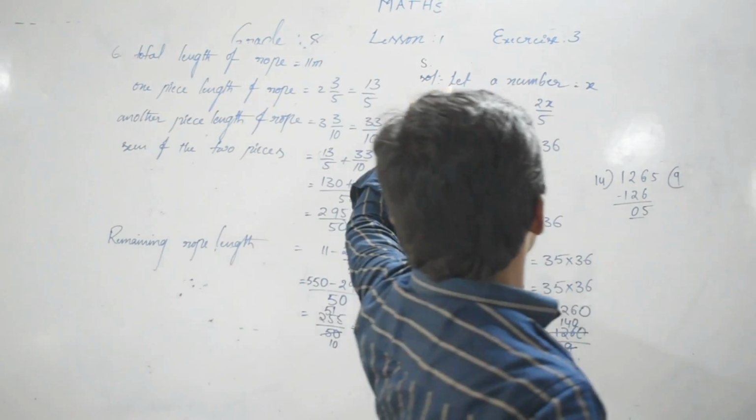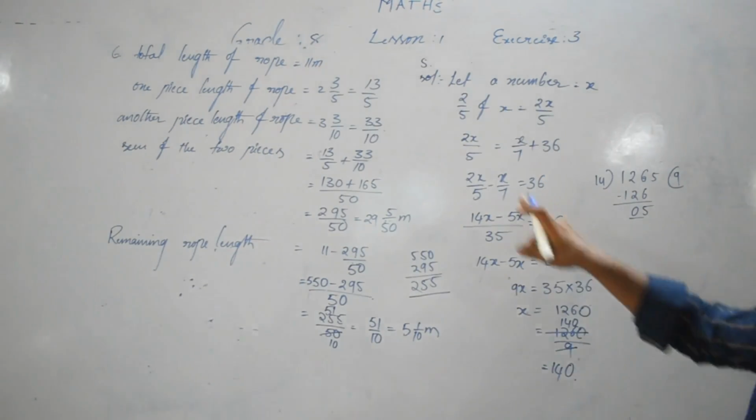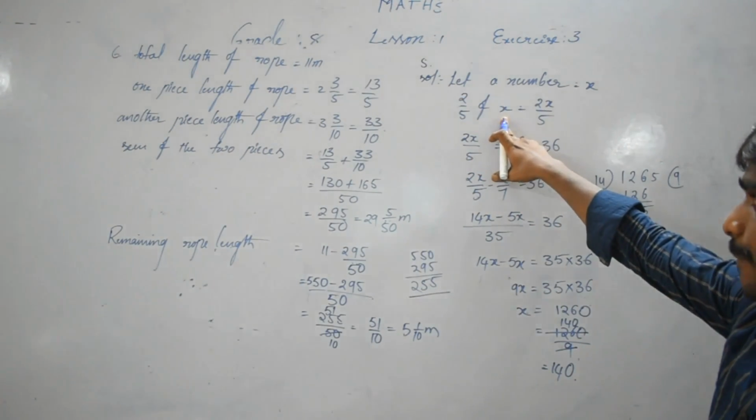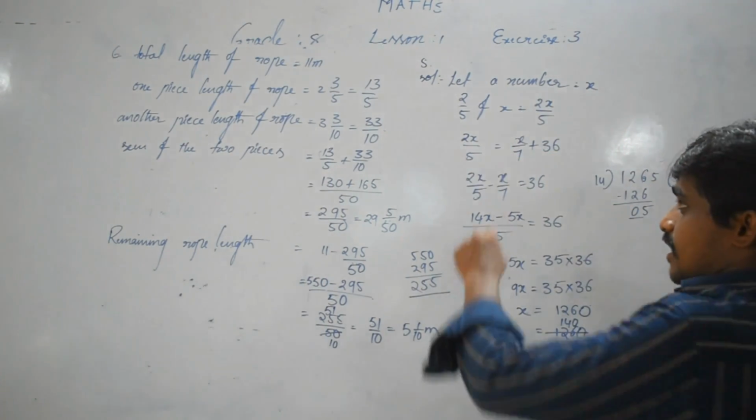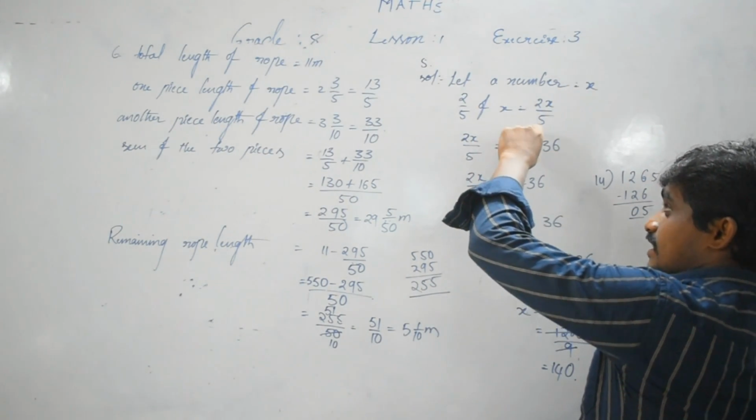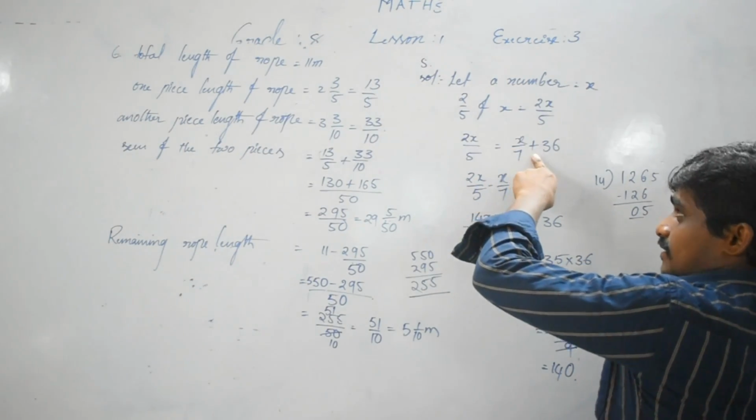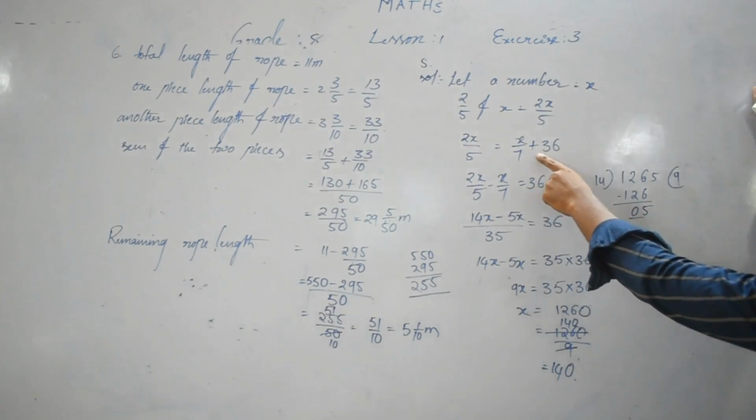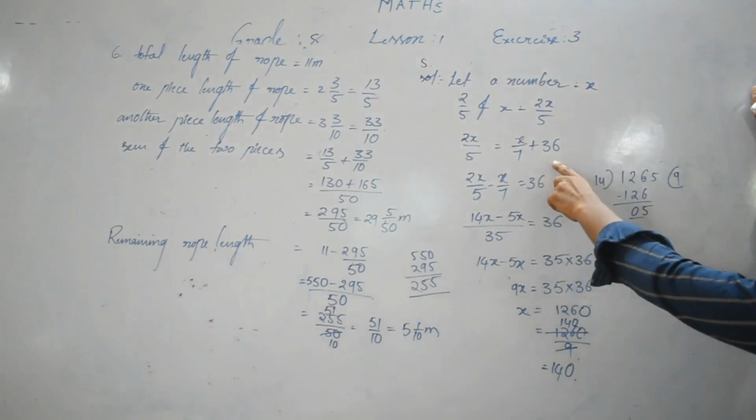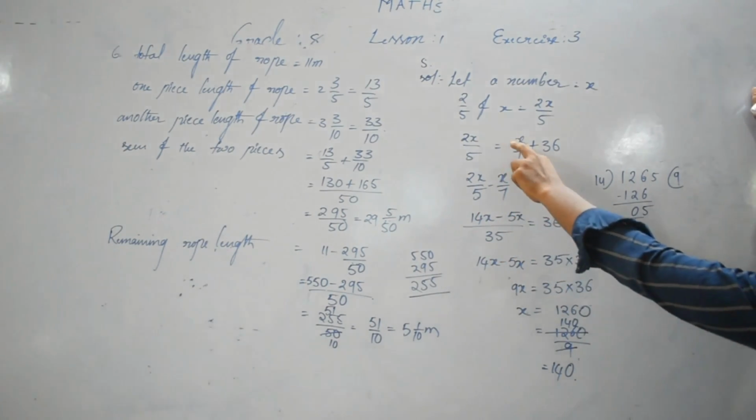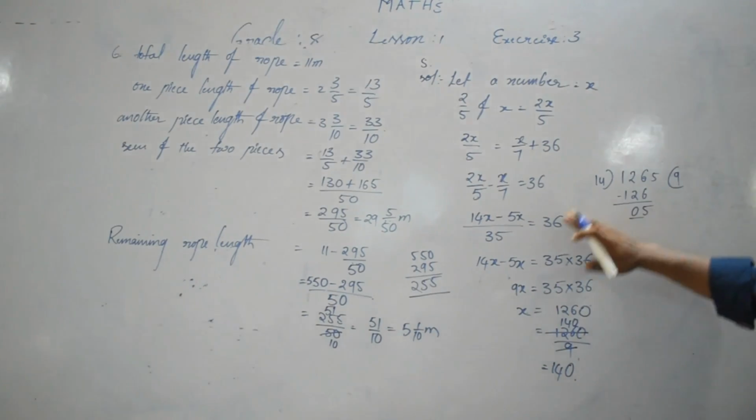Here see, let a number be x. 2 by 5 of a number is 2x by 5. So of this number, a number exceeds 1 by 7 by 36. So here x by 7 plus 36. So this one we move this side, minus, below remaining.